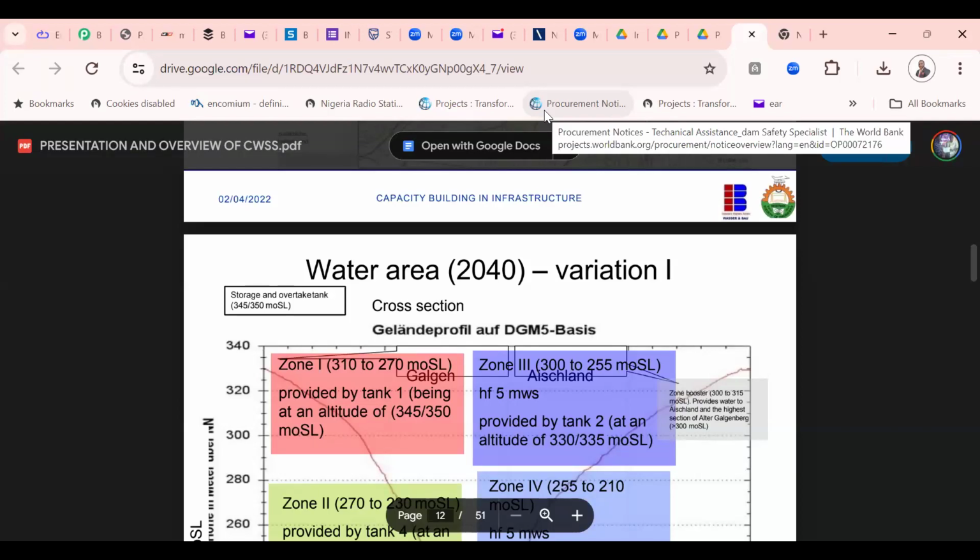And that is why, when FCDA and development control are very strong in Abuja, they will tell you the type of building to build in every area. So people don't understand why.